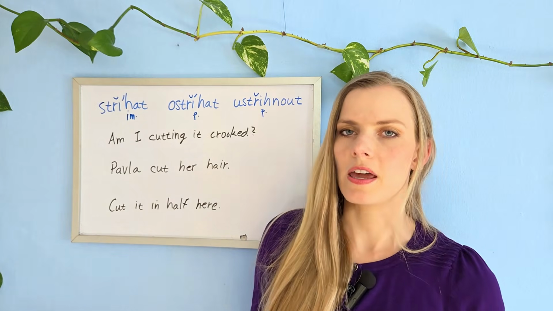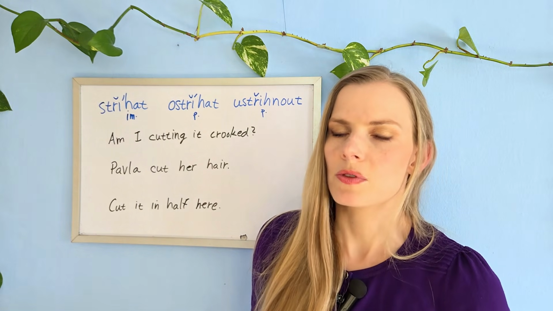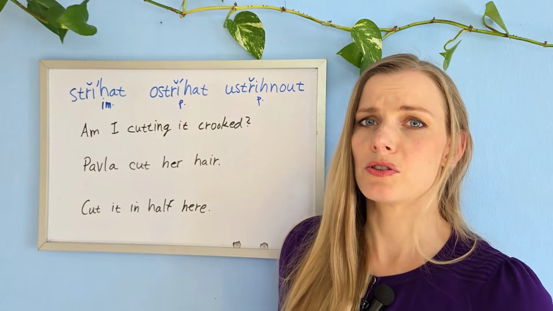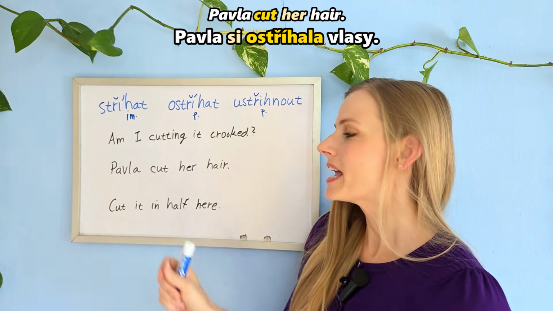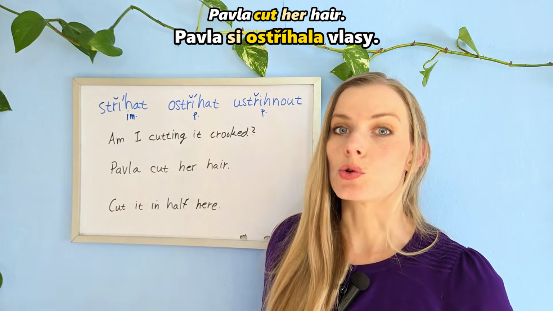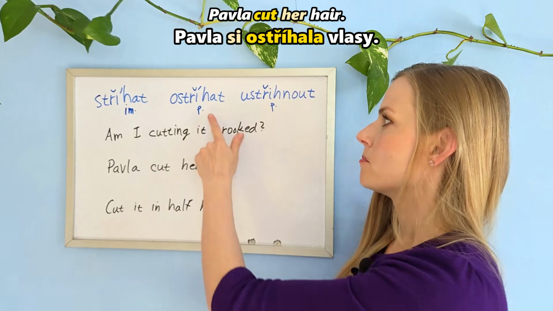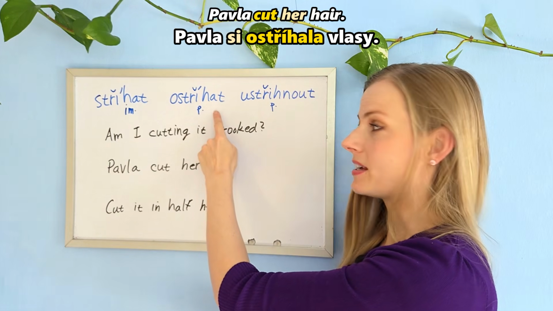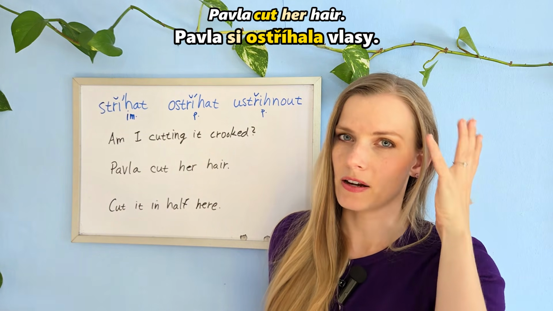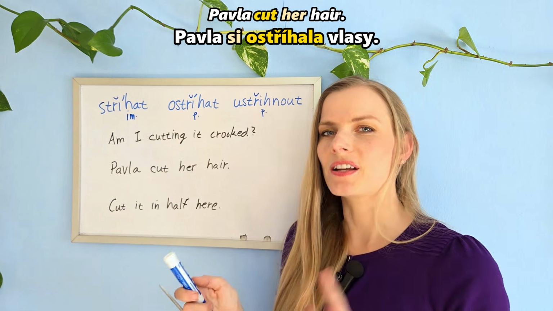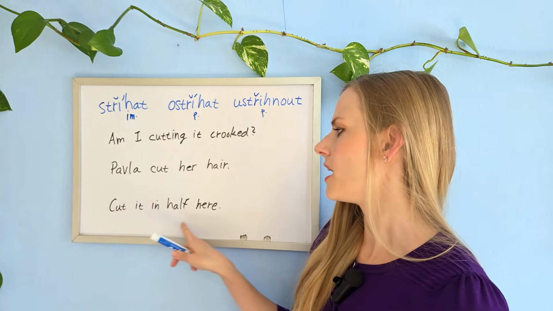Pavla cut her hair. Well, here we know that it's with scissors, although she could use a saw. No, Pavla cut her hair. Pavla si ostříhala vlasy. We add si because she cut her own hair. Pavla si ostříhala vlasy.